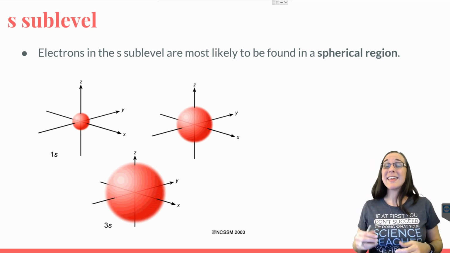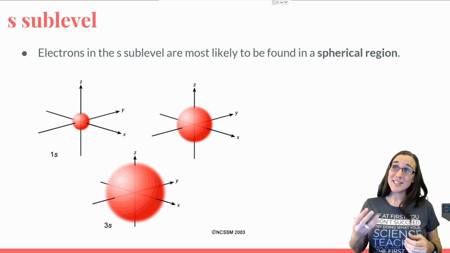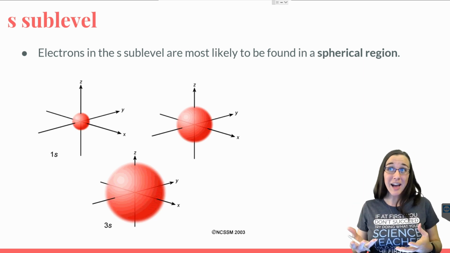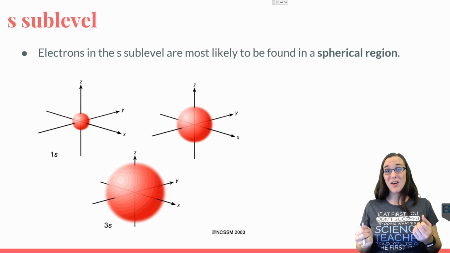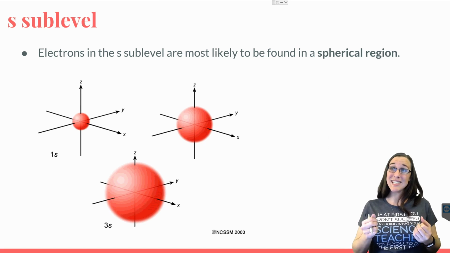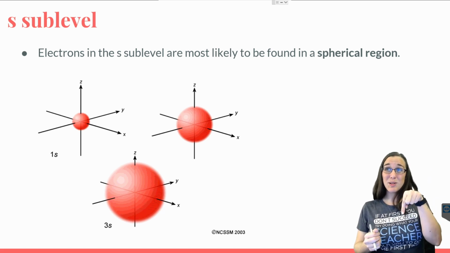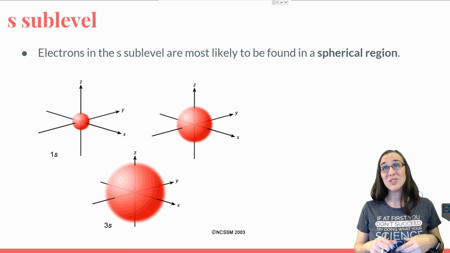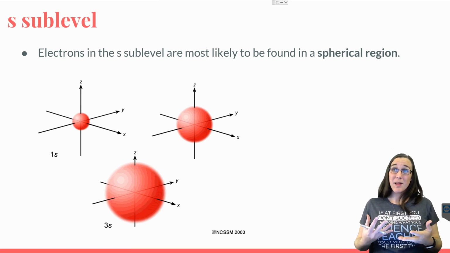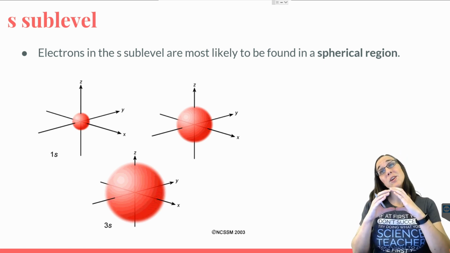The s sublevel, or the s shape, the s block, if you watched my previous video on electron configurations. If you didn't, please go back and check that out. Electron configuration card popping up there, and also link in the description below to catch yourself up on that information as well. But the s sublevel, that s shape, is a spherical region.